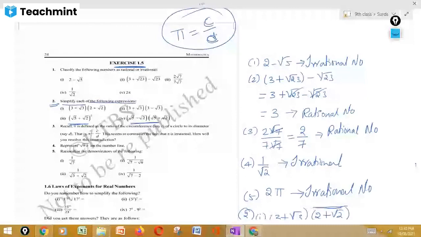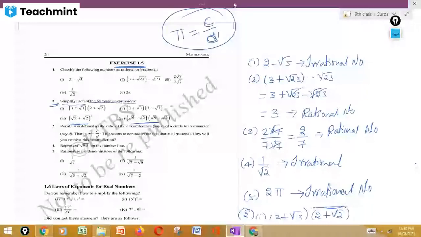Yes, sir. Okay. Anyone, boys? I need the same answer from any boy. Sir, in the question, the diameter is an irrational number. Operation between a rational and an irrational number is always an irrational number.